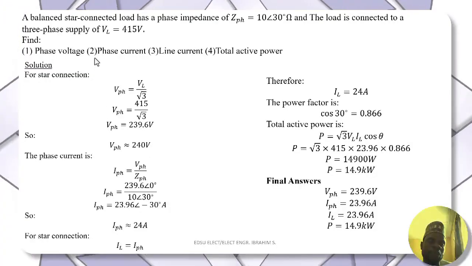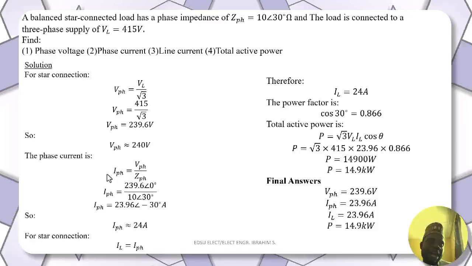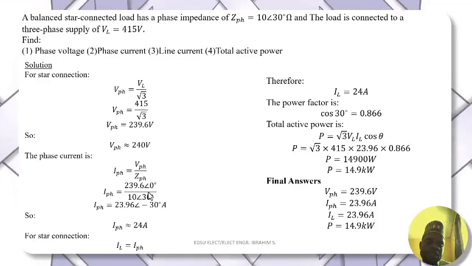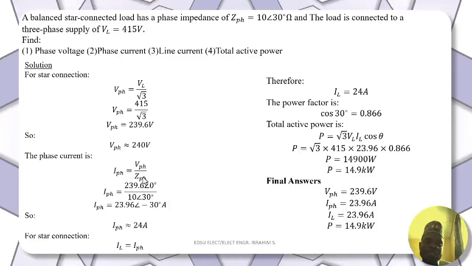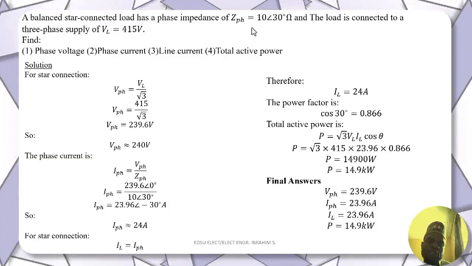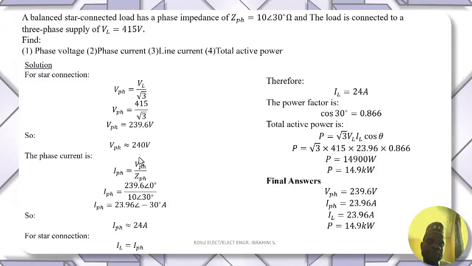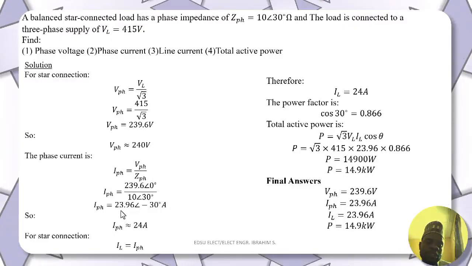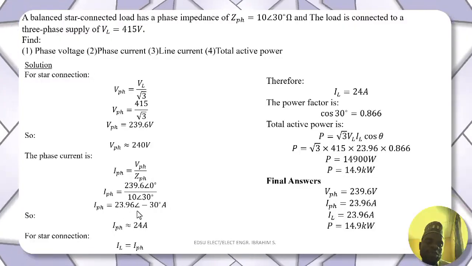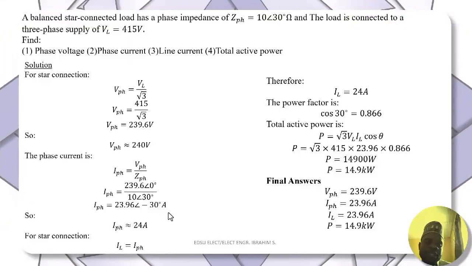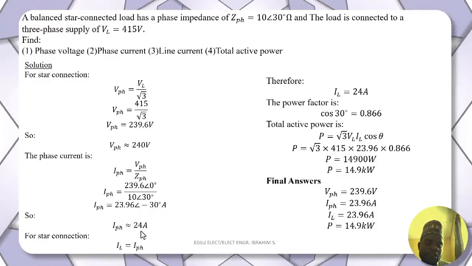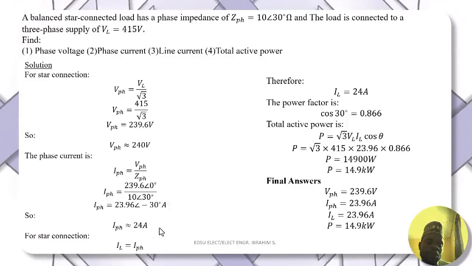Now if we are to calculate our I phase, we have to use this formula: our V phase divided by our impedance phase. Our Z impedance was given as 10 ∠30 degrees, and we have already calculated our V phase. So we have this, which should give us 23.96 ∠-30 degrees amps. So our I phase is approximately 24 amps.